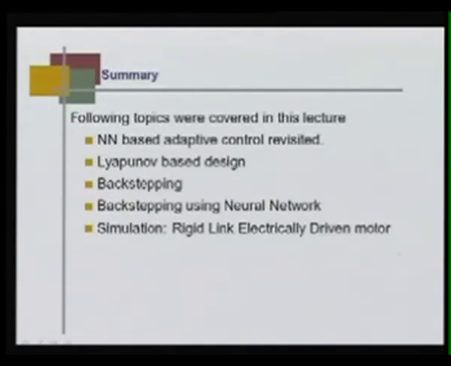Summary: what we discussed today is the NN based adaptive controller, which we revisited from the last class, Lyapunov based design, and backstepping using neural networks, and we demonstrated the efficacy of backstepping using a rigid link electrically driven motor.